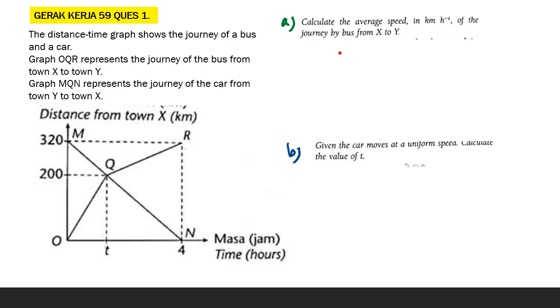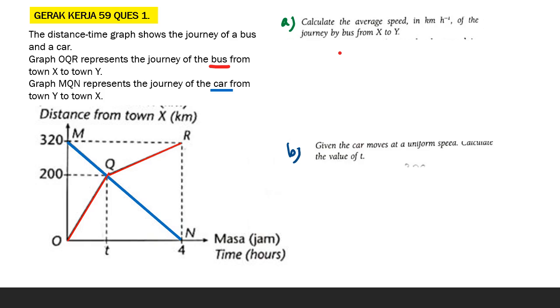Graph OQR represents the journey of the bus from town X to town Y. So this is for the bus, the red color. The graph MQN represents the journey of the car. This one is the journey of the car from town Y to town X, and of course you can see the graph going back, the blue color.